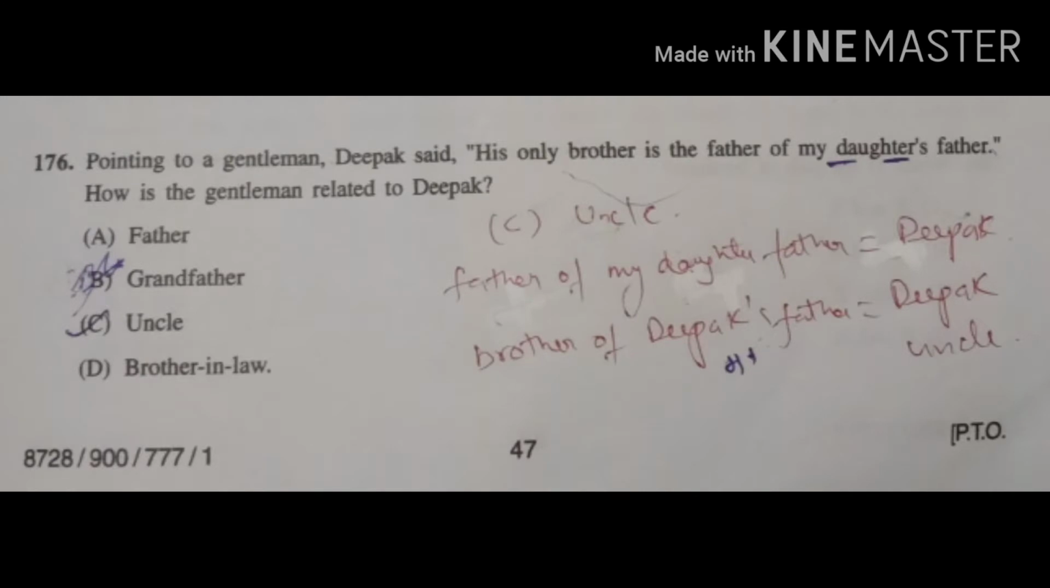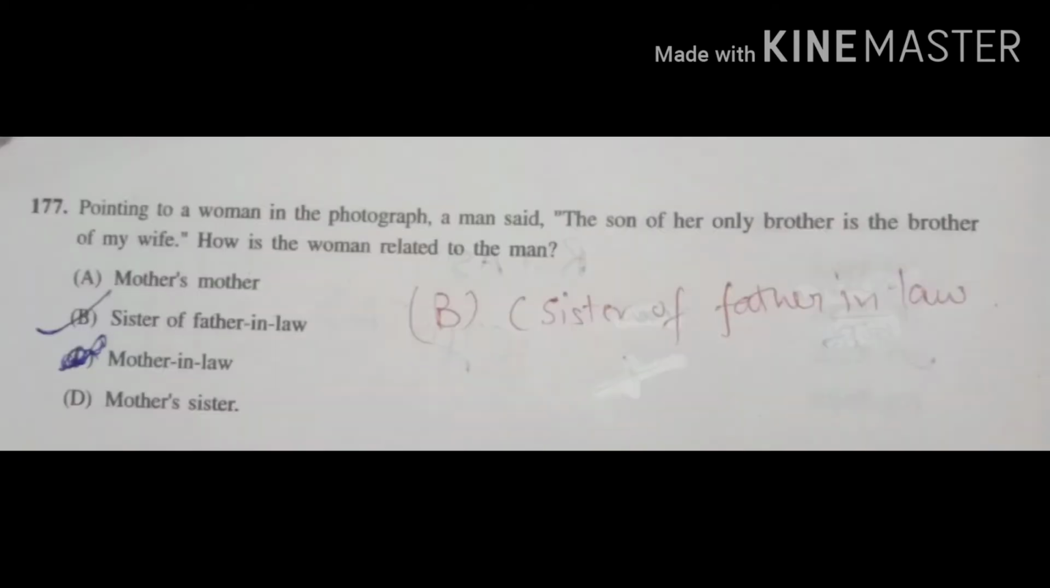So, question 176. Pointing to a gentleman, Deepak said, his only brother is the father of my daughter's father. How is the gentleman related to Deepak? The gentleman related to Deepak is uncle, because the father of my daughter is equal to Deepak, and brother of Deepak's father is equal to Deepak's uncle. So the correct option is option C.